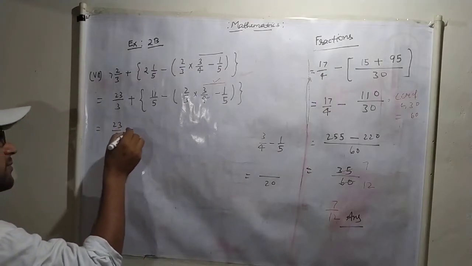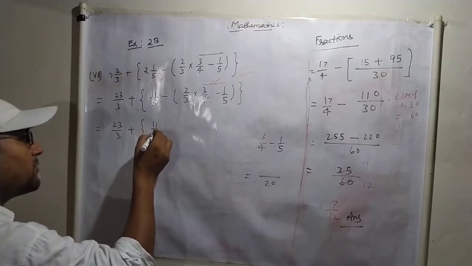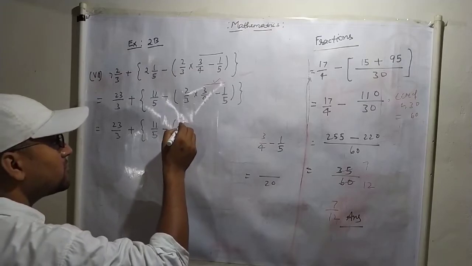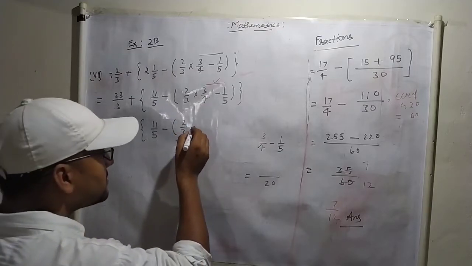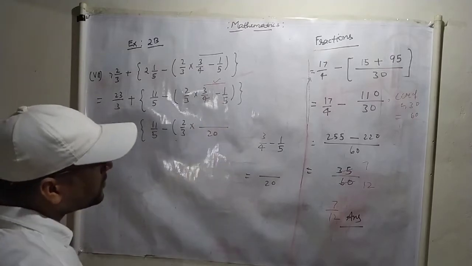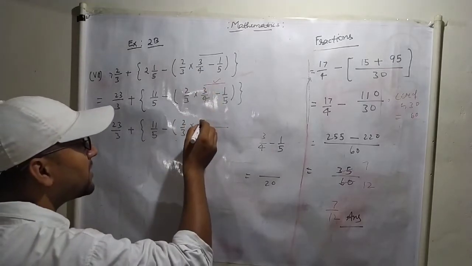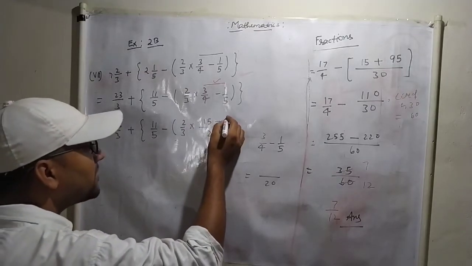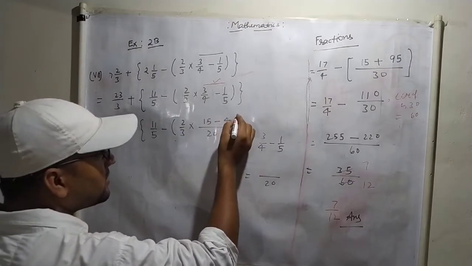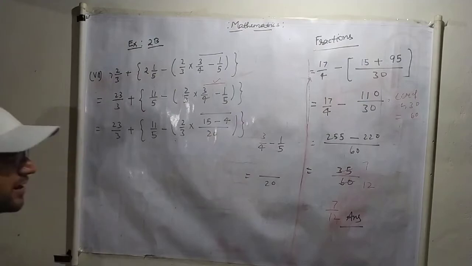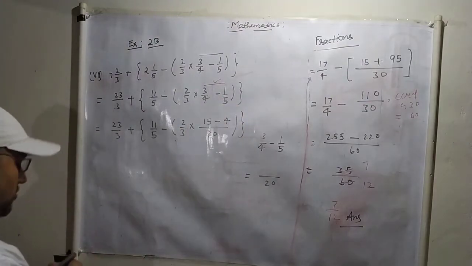23 upon 3 plus 11 upon 5 minus a small bracket 2 by 3. Solve this one. If we are solving this one, we get the LCM as 20. 5 fours are 20, 5 is multiplied into 3, 15, minus 5 fours are 20, 4 is multiplied into 1, you get this one. This is given a bar bracket on that, so we are going to solve this one. So by solving we get this.